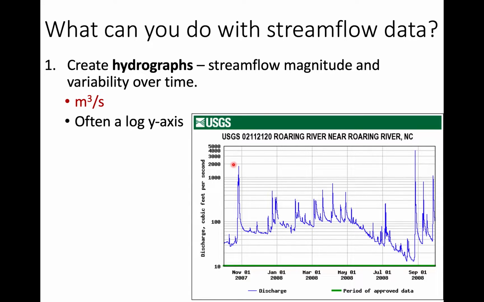If we didn't have this log y-axis, then all of the low flow would be really squished together, and what you'd really see is that this is a really big flow over here, this is kind of a big flow, and then everything else would just look very small. So we're essentially distorting the data in order to see the variability in streamflow.